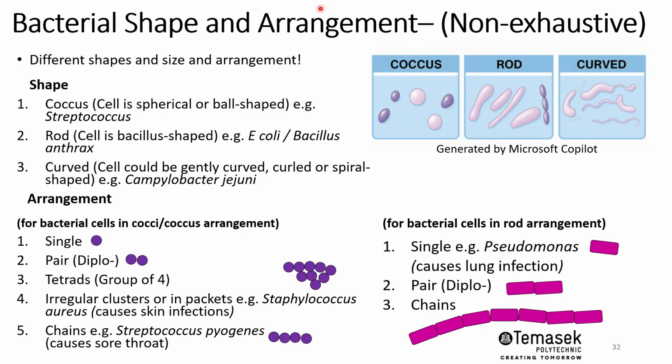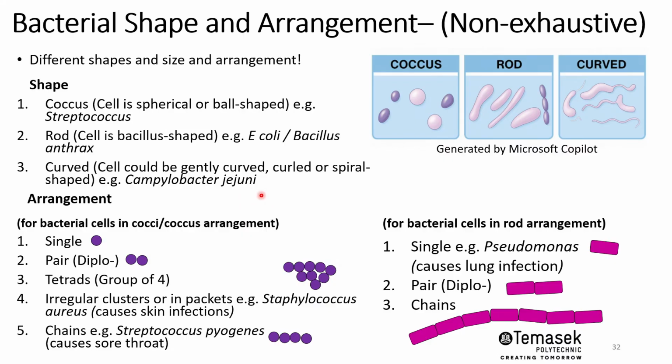They may come in different shapes. The shape of a coccus cell is spherical or ball shape, for example, the genus Streptococcus. They look ball shaped, spherical in nature. You have the rod shape or bacillus-shaped bacterial cells such as E. coli or Bacillus anthracis, or they can come in a curved form, where they could be gently curved or spiral shaped, for example, in the microorganism Campylobacter jejuni, which is involved in various pathogenic infections in humans.